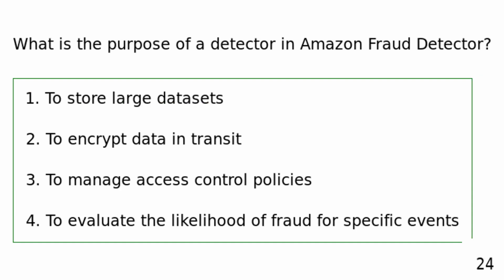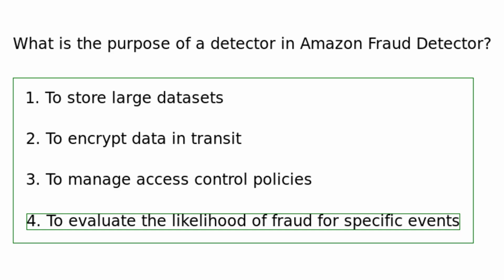What is the purpose of a detector in Amazon Fraud Detector? To store large datasets. To encrypt data in transit. To manage access control policies. To evaluate the likelihood of fraud for specific events. A detector in Amazon Fraud Detector evaluates the likelihood of fraud for specific events based on the models and rules applied.